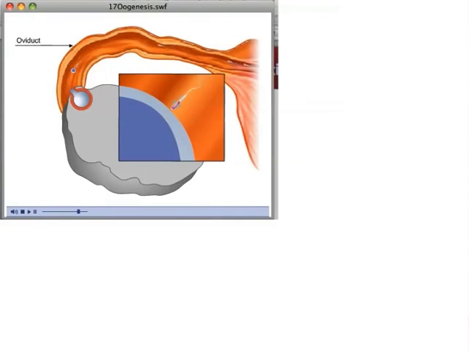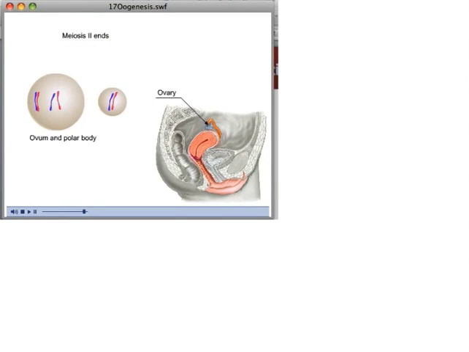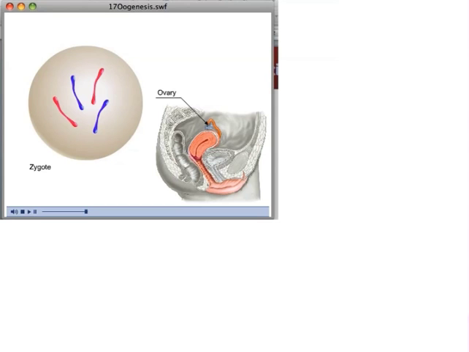The entry of a sperm cell into the cytoplasm of the secondary oocyte triggers the completion of meiosis II. The cytoplasm divides unequally, generating a mature ovum and a second polar body. The fusion of the haploid sperm cell and the haploid egg cell has produced a diploid zygote.